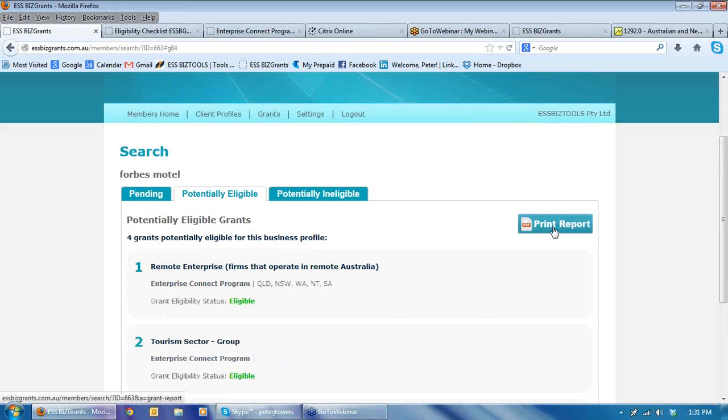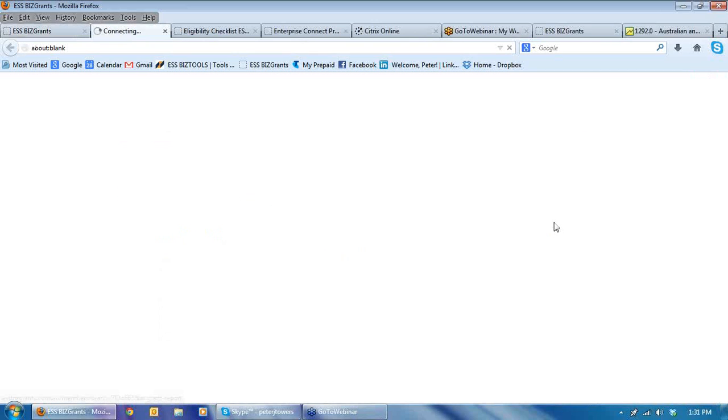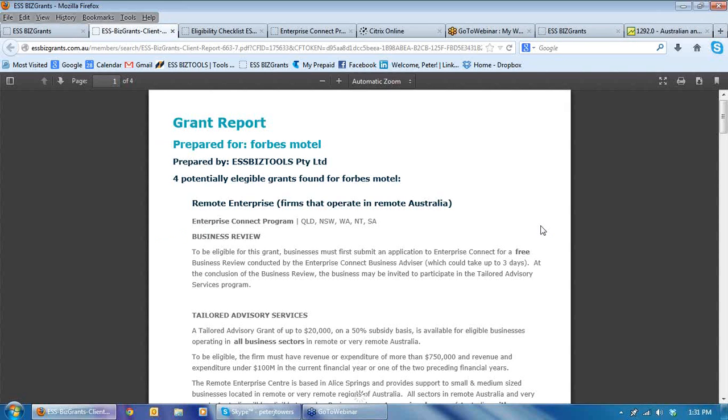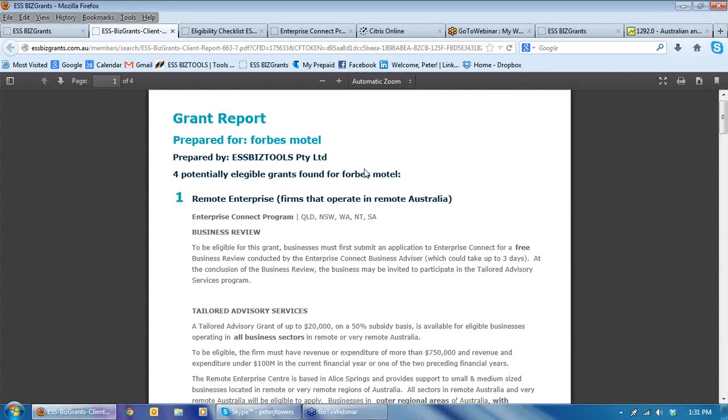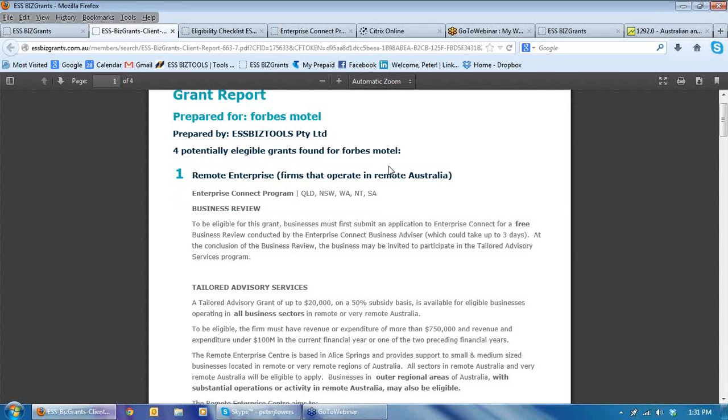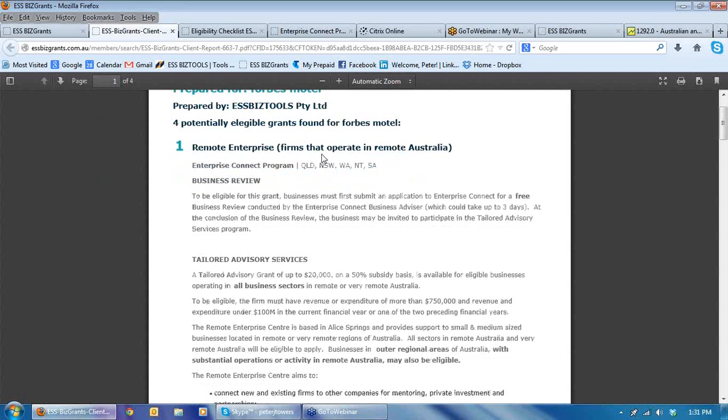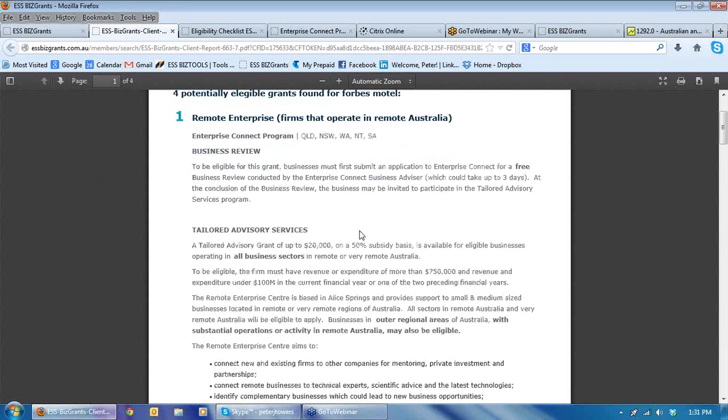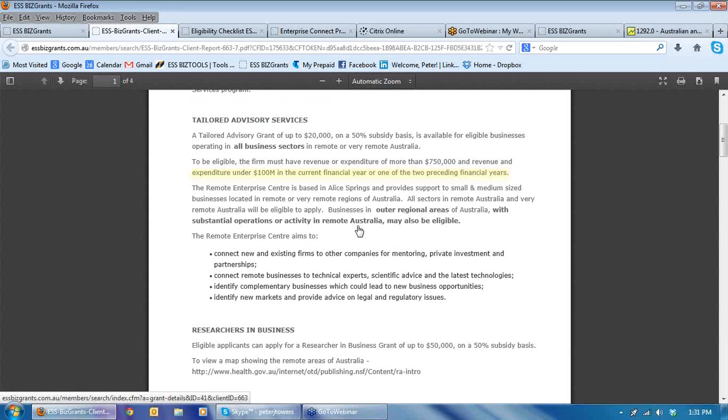So we've gone back to potentially eligible, and we can then produce a report that will go to the client. Now the client's Forbes Motel. The name there would be the name of your accountancy business, the name you've entered as the licensee to use ESS BIZGrants will come up on all reports. It won't show ESS BIZTOOLS, that's obviously our name. You then get a synopsis on the grants that have been identified, and it also gives an indication as to the funding that is available for those grants.